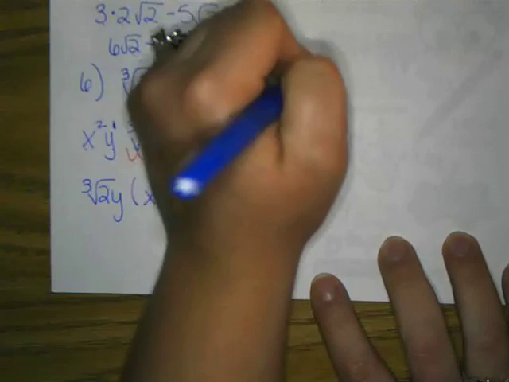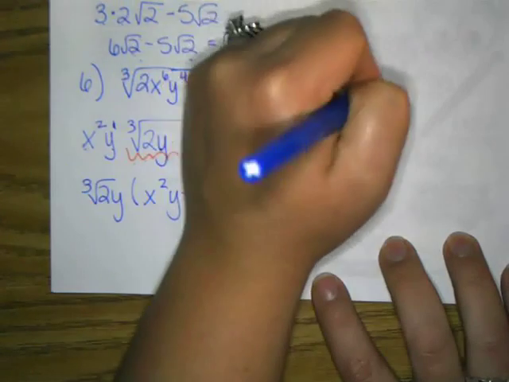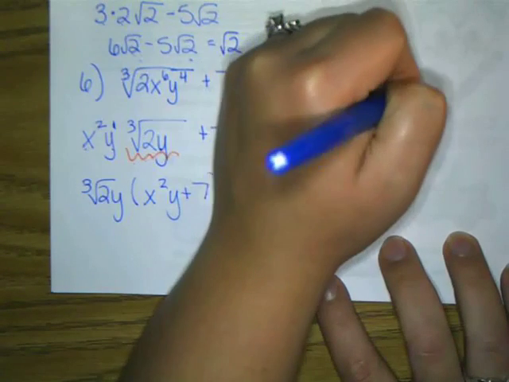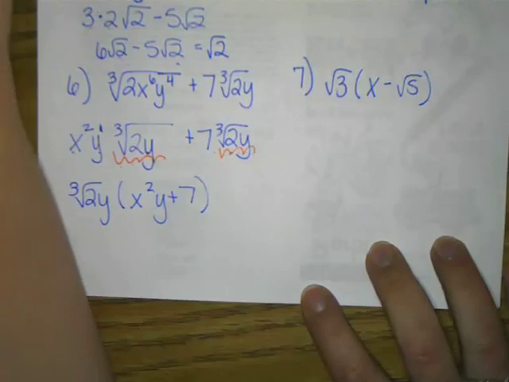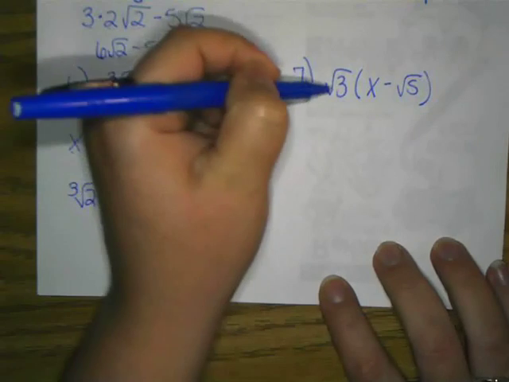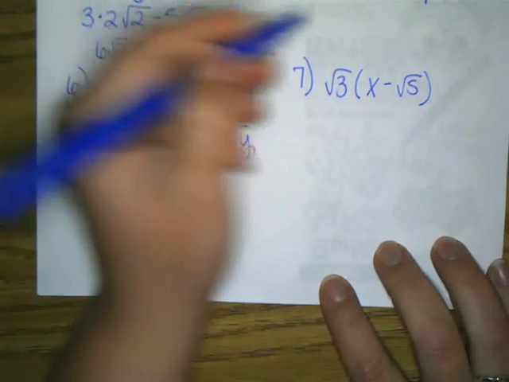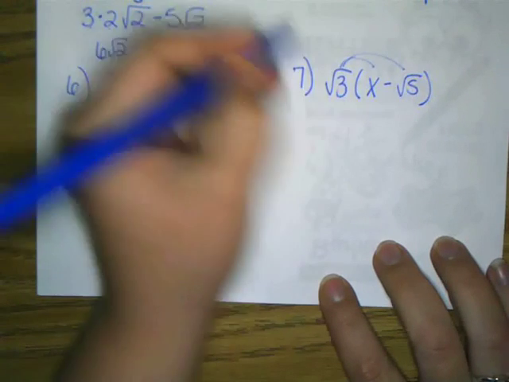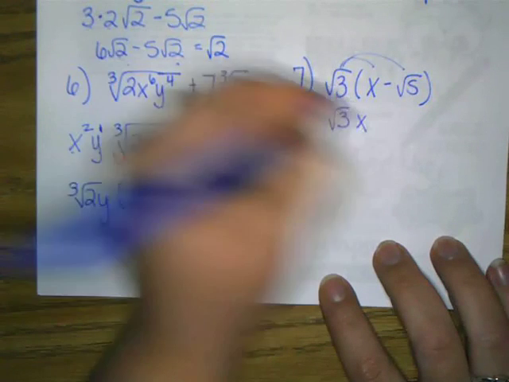Okay, so let's look at number 7. Now here, if I multiply, you multiply radicals just like you would distribute and multiply numbers. So here we have square root of 3 times the quantity x minus square root of 5. So I'm just going to distribute. Square root of 3 times x is square root of 3x.